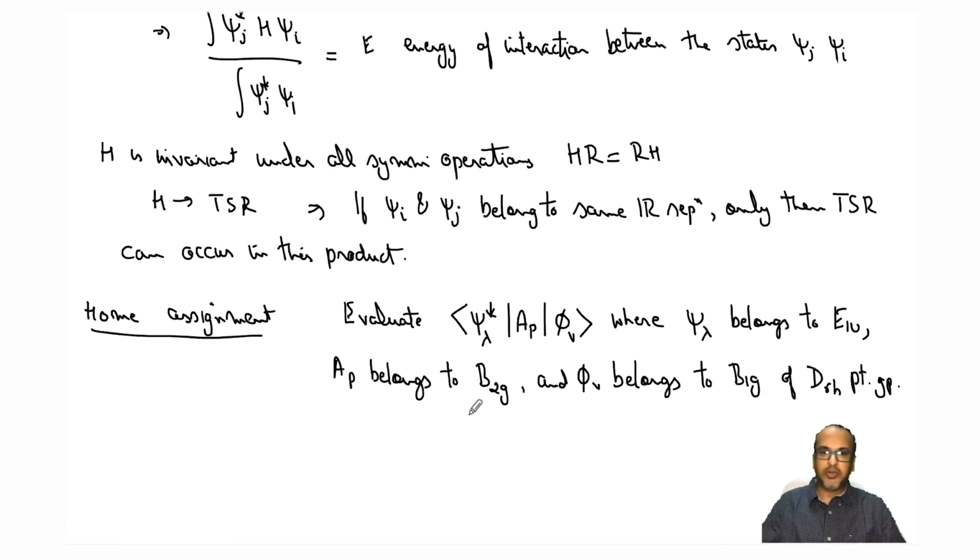What you have to do is take the direct product of all three and use the reduction formula to see whether there is A1 present or not. If A1, or A1G, whatever the totally symmetric representation is in this case, is present, then the integral will not be equal to 0, otherwise it will be equal to 0. So all you have to do is tell whether this integration will survive, that means whether it will be equal to 0 or not.